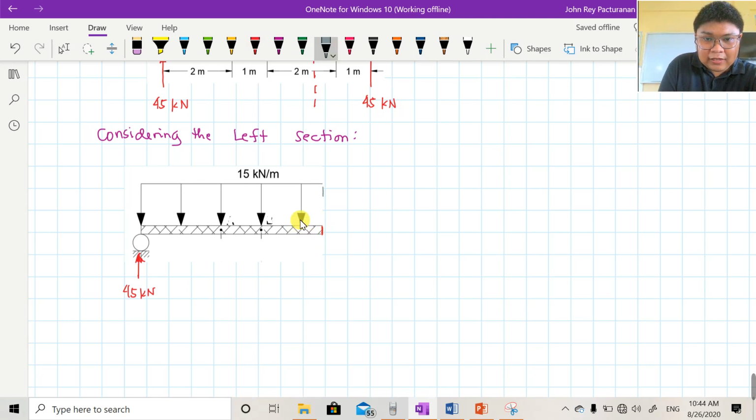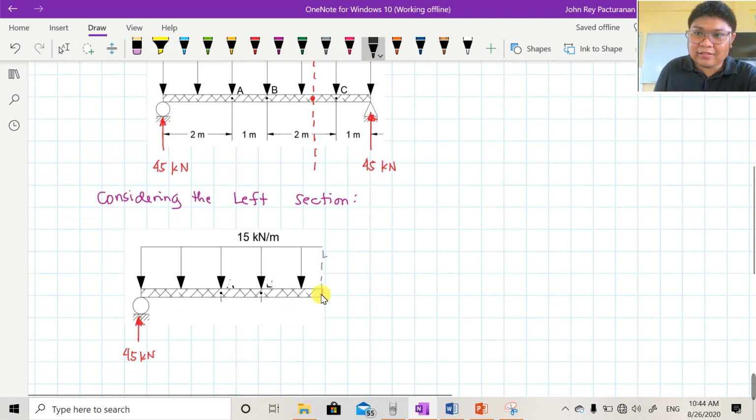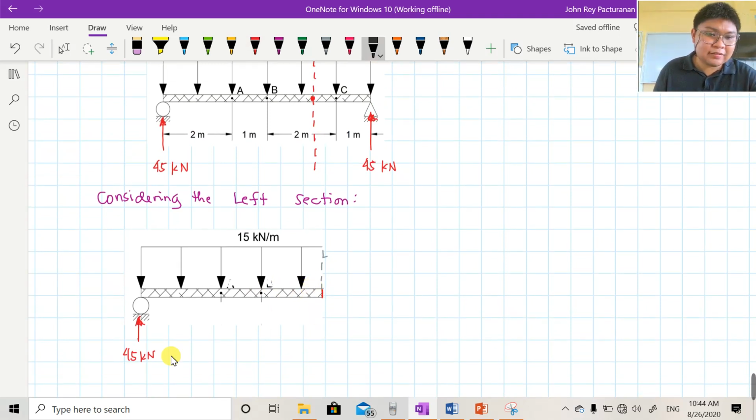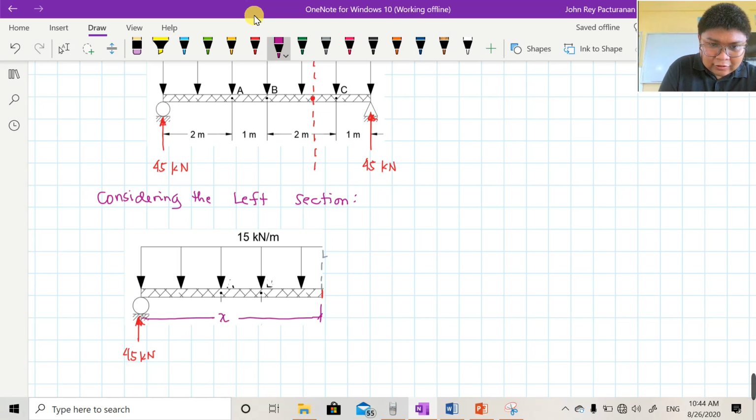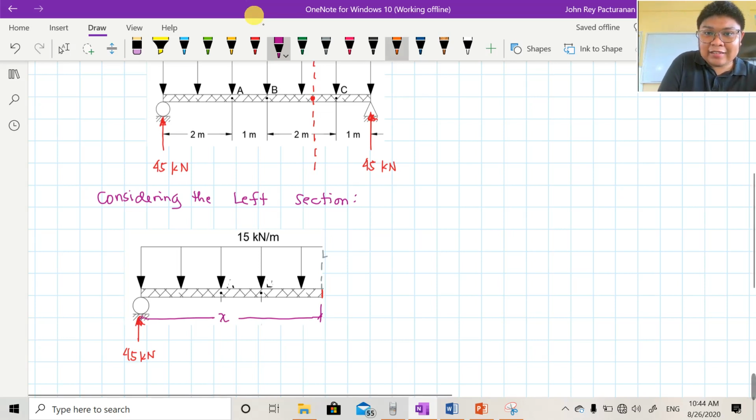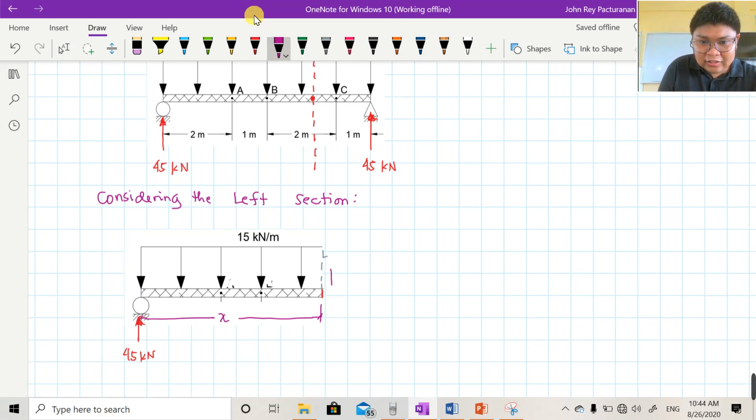At this point, we will call the distance of this point from the left end, always choose the left end, X. It happens that this is the left end. So we will call it X. It is not 2 meters, not 3 meters, but X. On the other hand, class, our shear on the left side points downward, so I will call this V of X.